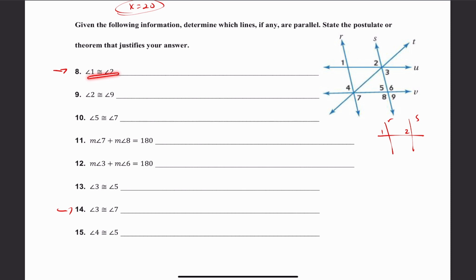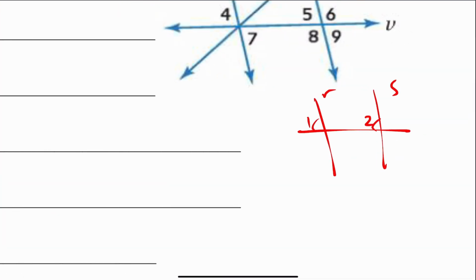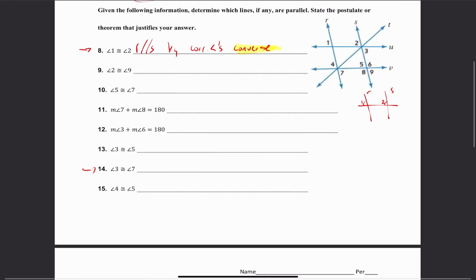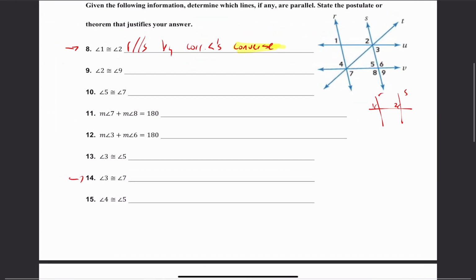1 and 2 are congruent because that's already stated from the beginning. So you say that R is parallel to S by the corresponding angles converse, right? Converse theorems, they prove lines parallel. So important.